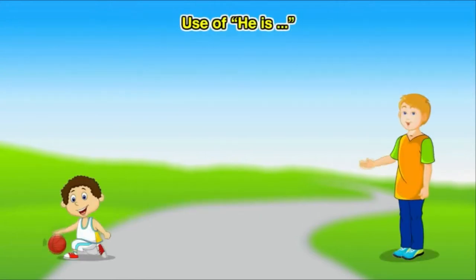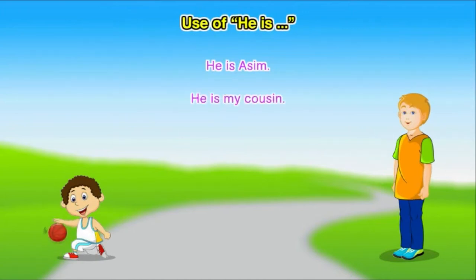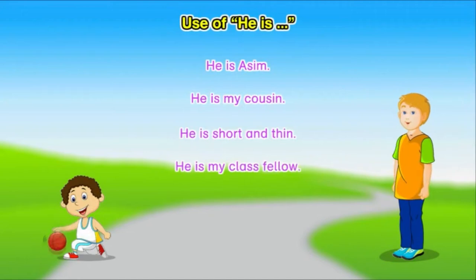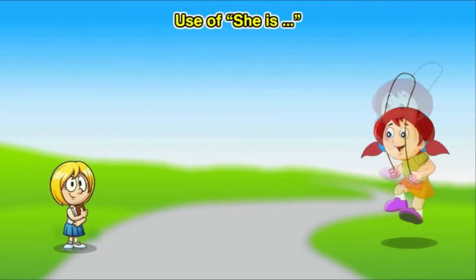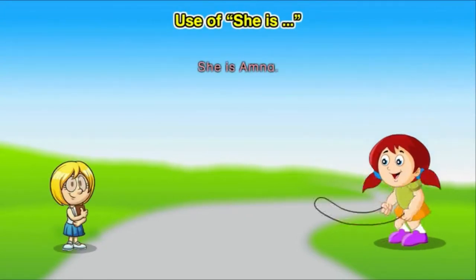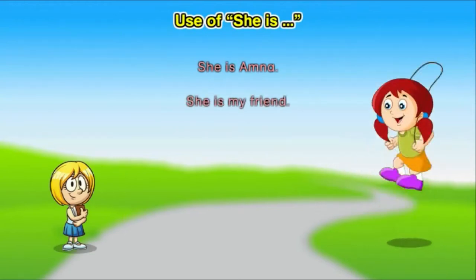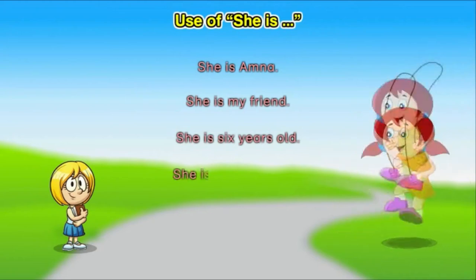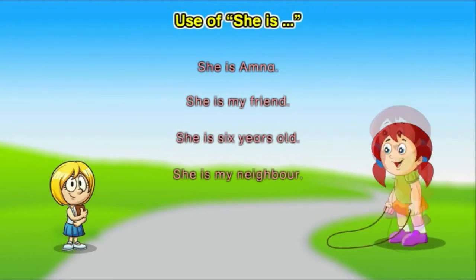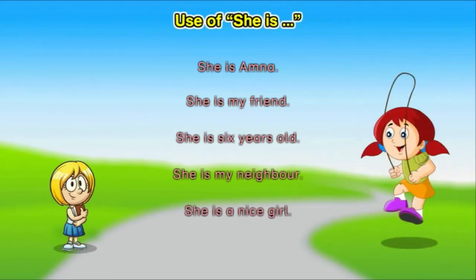Use of he is. He is Asim. He is my cousin. He is short and thin. He is my classfellow. He is a good boy. Use of she is. She is Anna. She is my friend. She is 6 years old. She is my neighbor. She is a nice girl.